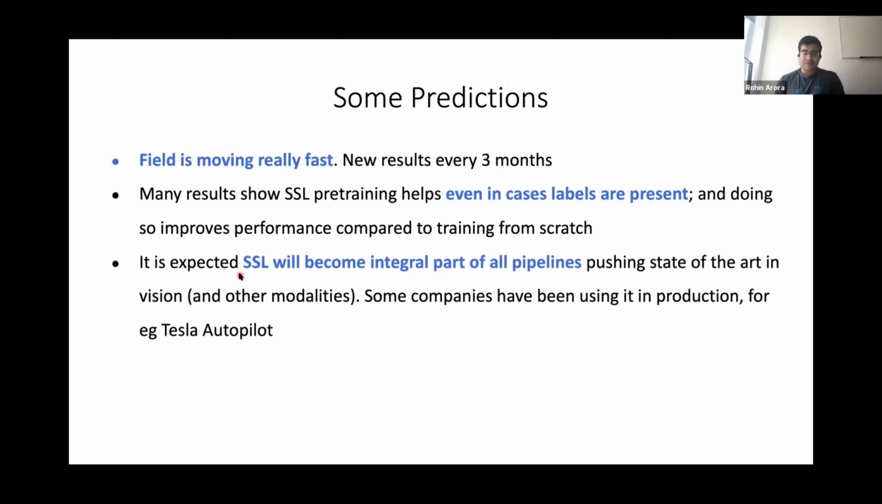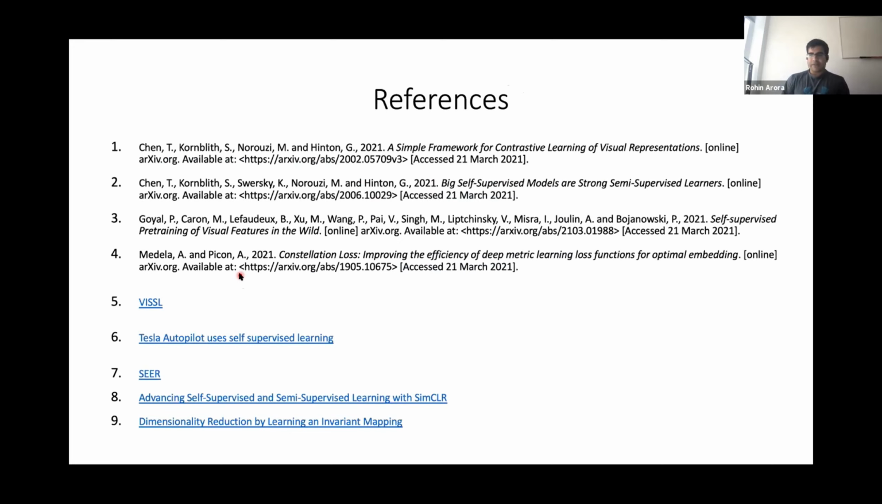And my prediction is that the field is moving really fast. Yeah, there are new results every 3 months. And I believe that in the future, SSL will become an integral part of all pipelines to push state of the art in different modalities. And it is already being used by some companies like Tesla Autopilot in production. Yeah, these are my references.